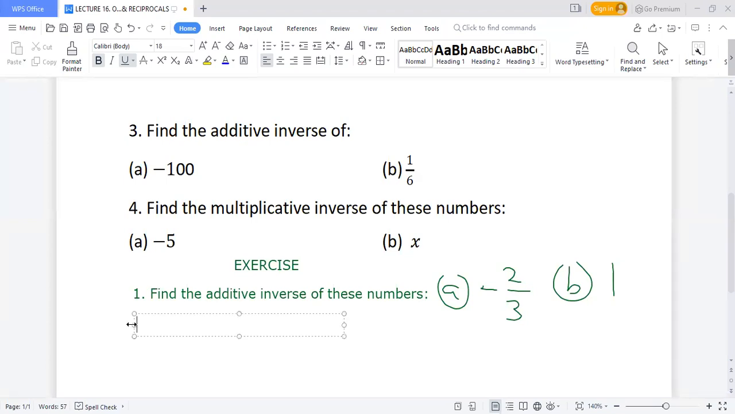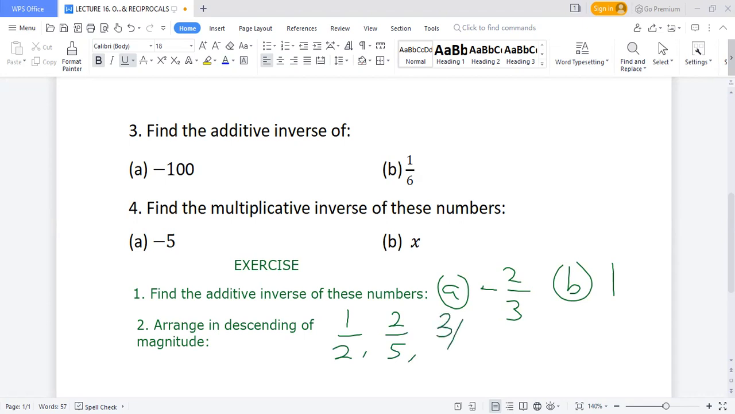Then number 2, arrange in descending order of magnitude. Descending order of magnitude. So you arrange for us: we have 1/2, we have 2/5, we have 3/7. So you help us arrange these three fractions from the biggest to the smallest.